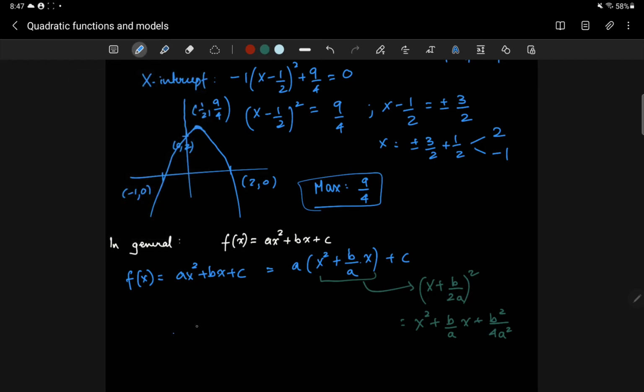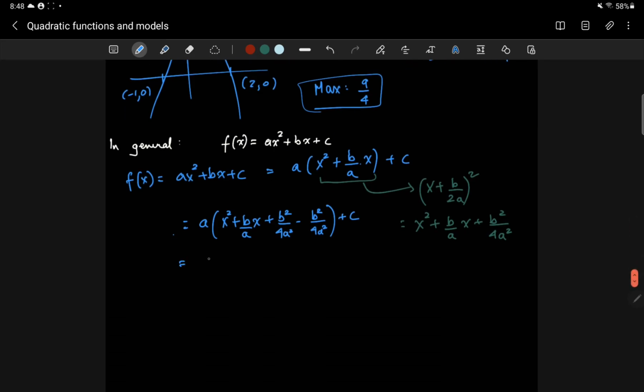Right, with that additional b squared over 4a squared, this becomes a times x squared plus b over a x. So I add what I need, but then I also remove that, plus c, and I keep what I need, which is x squared plus b over a x plus b squared over 4a squared, minus a times this gives me b squared over 4a, plus c. But what is this? The whole point was to write this as x plus b over 2a squared, right?